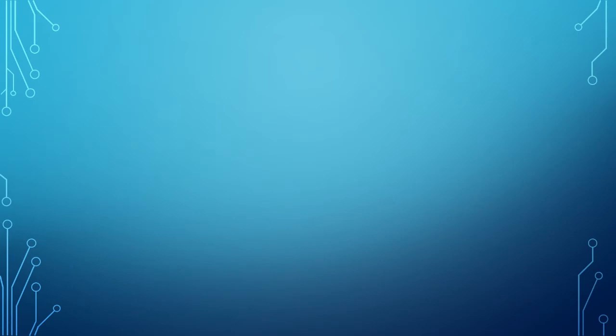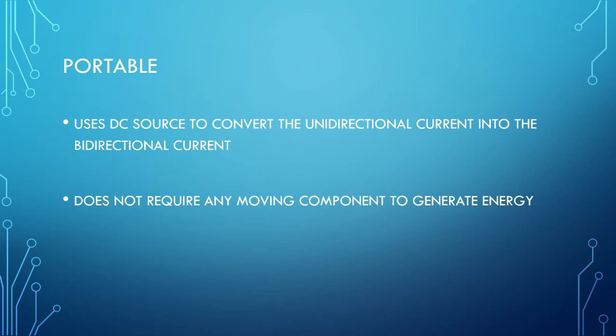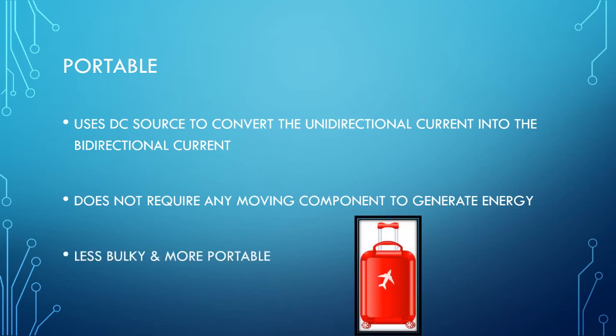Second, oscillator circuits are also portable. The oscillator uses a DC source to convert the unidirectional current into bidirectional current. Due to the usage of a DC source, it does not require any moving component to generate energy. Thus, it makes it less bulky and more portable.